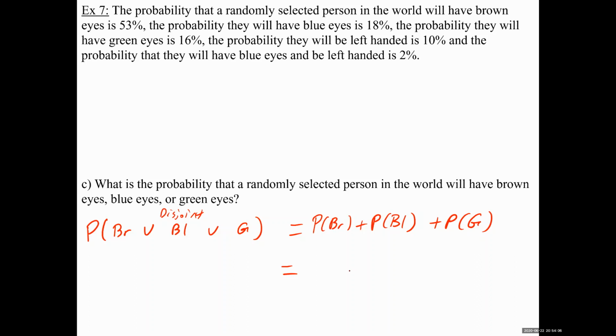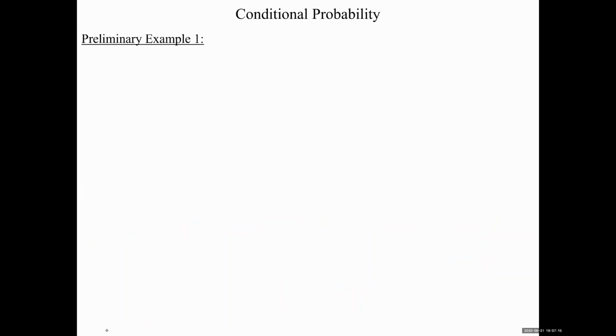And then I'm going to put these answers in here. Brown is 53%, blue is 18%, green is 16%. And you just add those: 53, 71, 81, 87. And that is the end of the story on example 7, and that's the end of the story on OR problems. Okay, so we're going to move on to another topic. I'm pretty much done covering probabilities of ORs now.